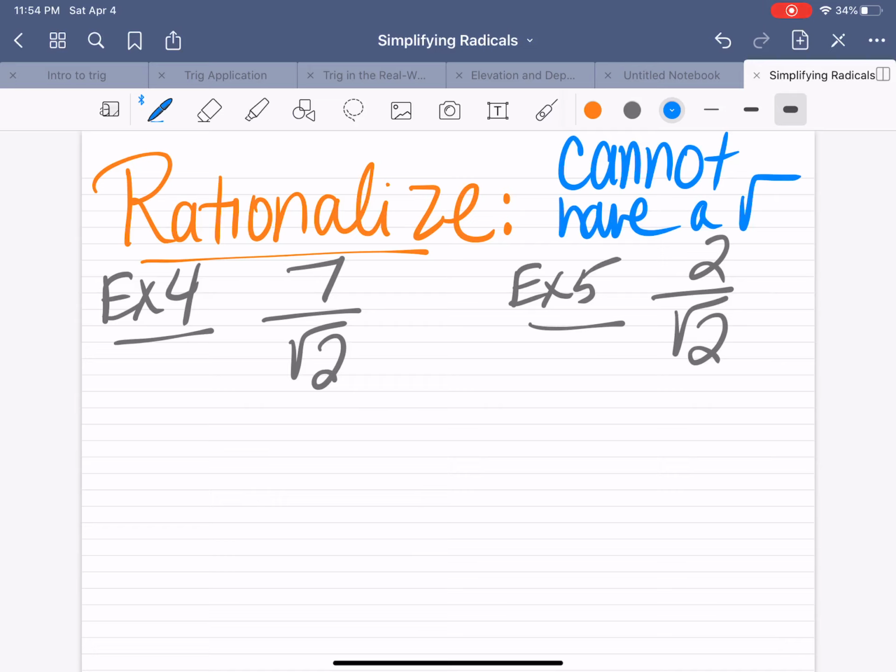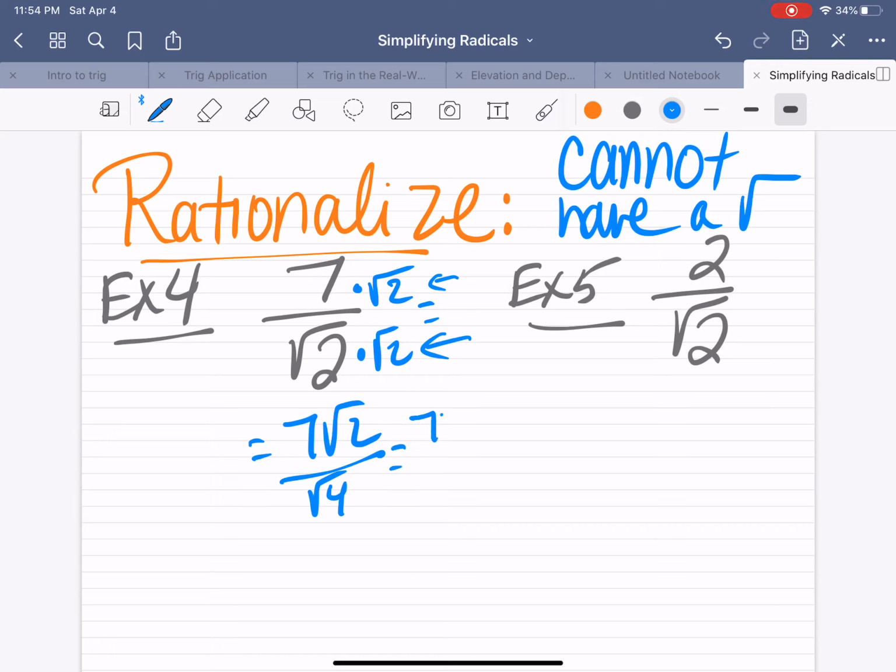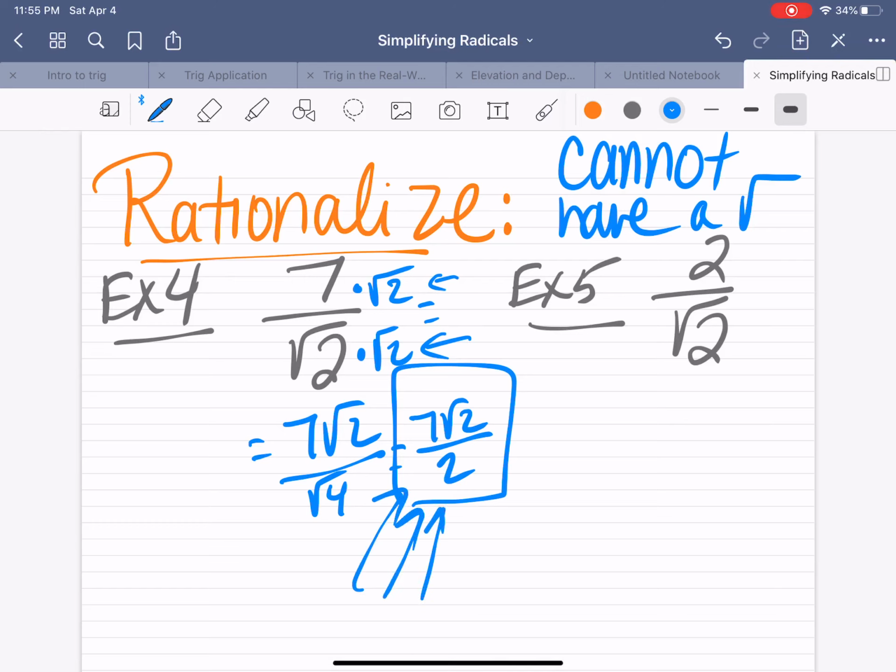To rationalize, you multiply both the numerator and denominator by square root of 2. So here's what happens. Your numerator, 7 times root 2 gives you 7 root 2. Your denominator, square root of 2 times square root of 2 basically turns to square root of 4. All you have to do now is simplify and you are done. 7 root 2 doesn't simplify, but square root of 4 is 2. So you put that there and you are done right here. Notice that we no longer have the square root in the denominator.